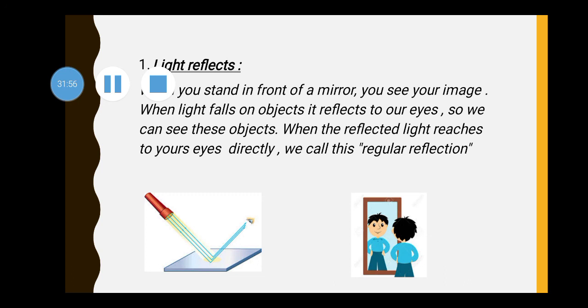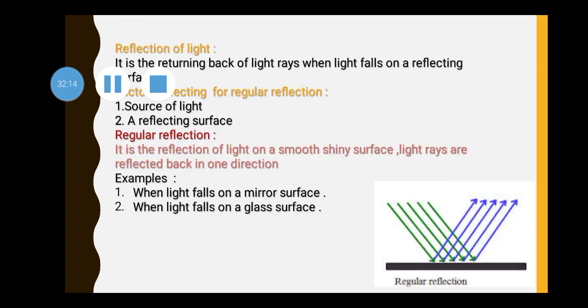And when the reflected light reaches our eyes directly, we call it a regular reflection. Regular reflection means the light reflects in one direction. And also it happens on a surface like the mirror, which is smooth and shiny. Okay, so regular reflection, reflection in general, is the returning back of light when it falls on a reflecting surface. But regular reflection happens when the surface is shiny and smooth, and its reflection happens in one direction.